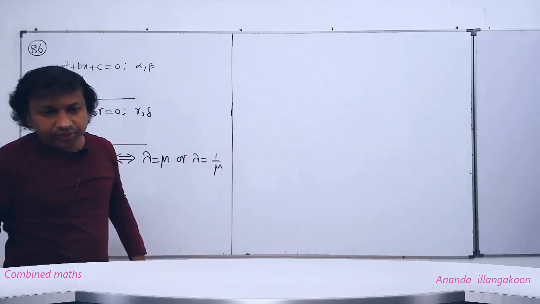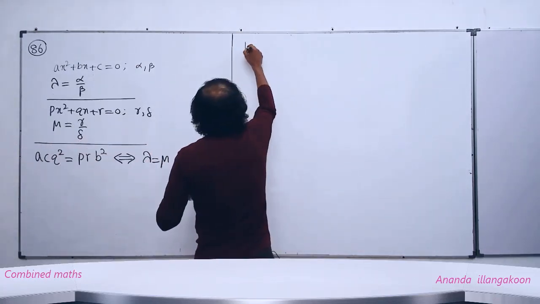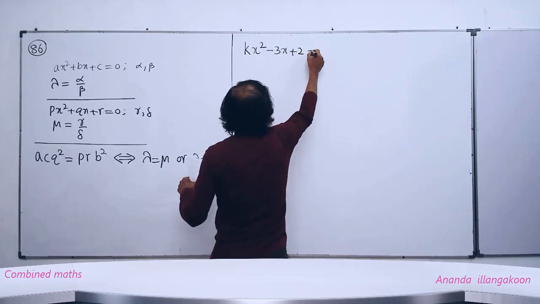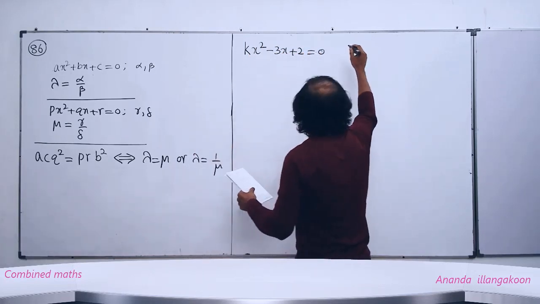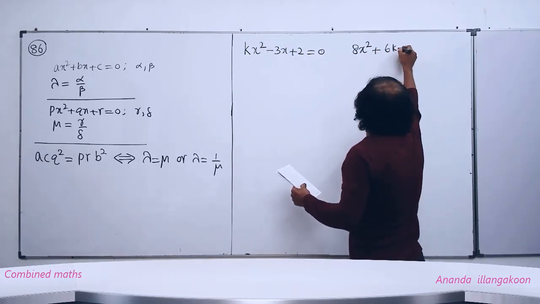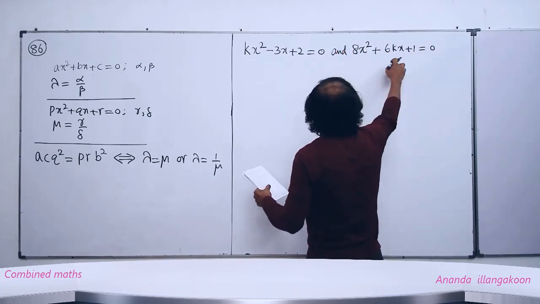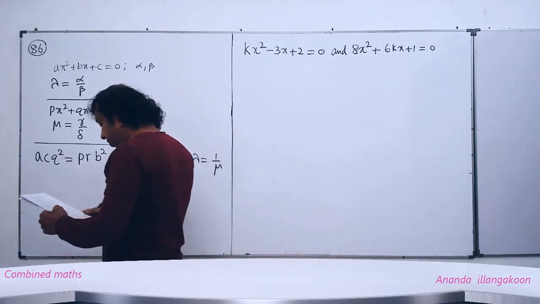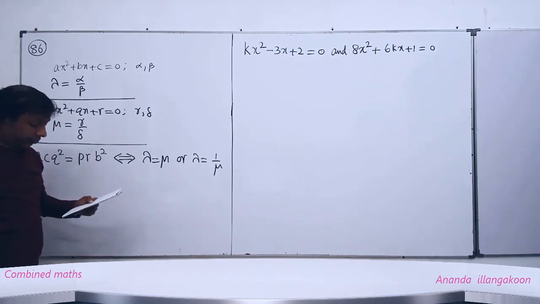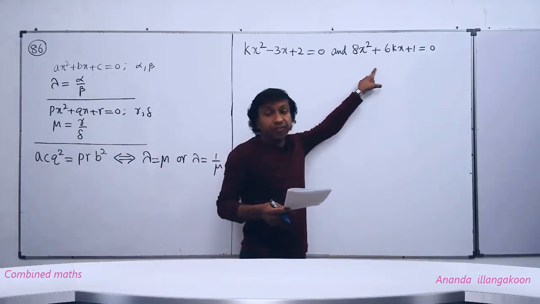Read the next part of the question. You are given what? We are given kx squared minus 3x plus 2 equals 0, and 8x squared plus 6k times x plus 1 equals 0. Two quadratic equations. The roots of these equations are in the same ratio.